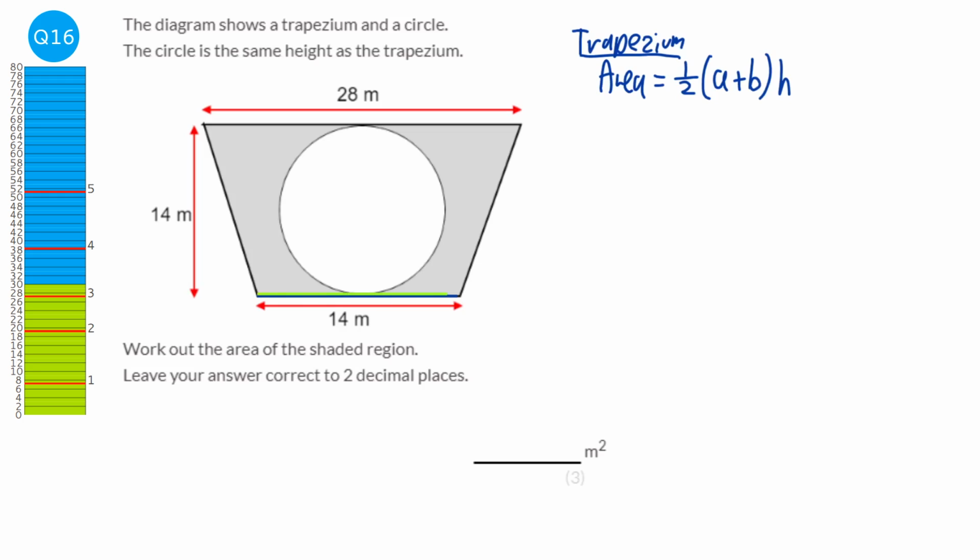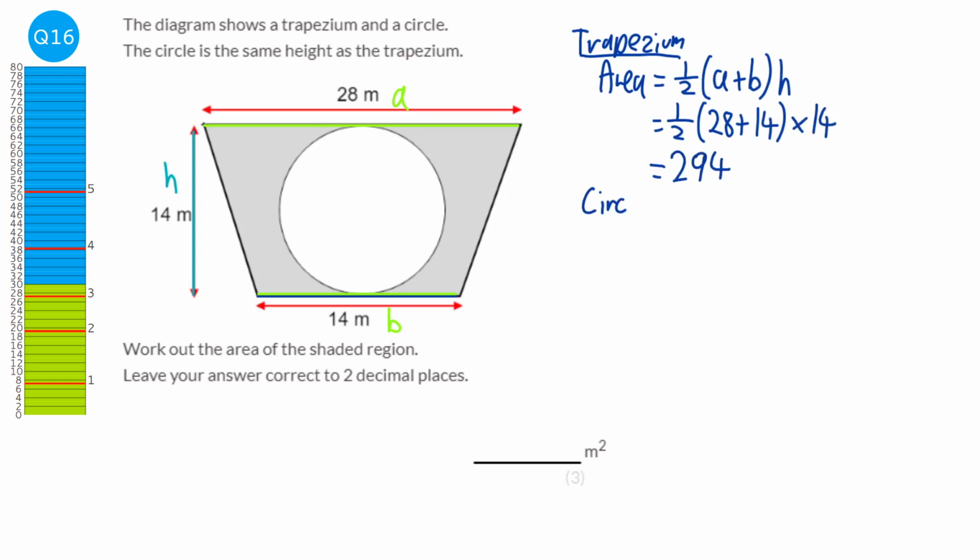Just pick a different colour. Here and here. So that is a and b. And then the h is the perpendicular distance between them. So perpendicular means it hits it at right angles, so that's what we've got here. So the area would be half times a, which is 28, plus b, which is 14, times the height, which is 14. And so that would be 294.